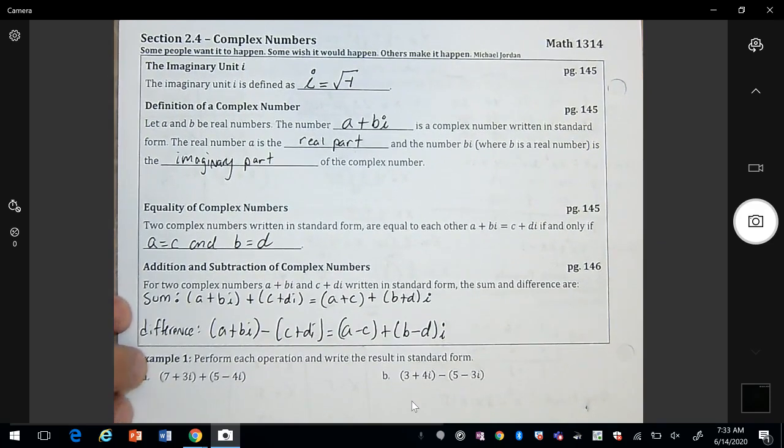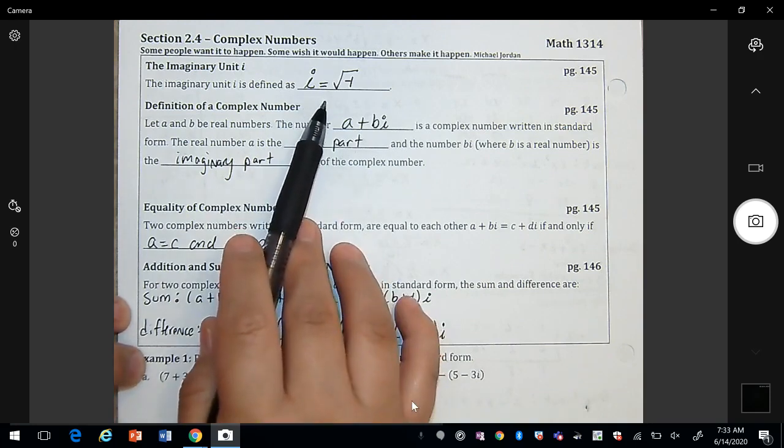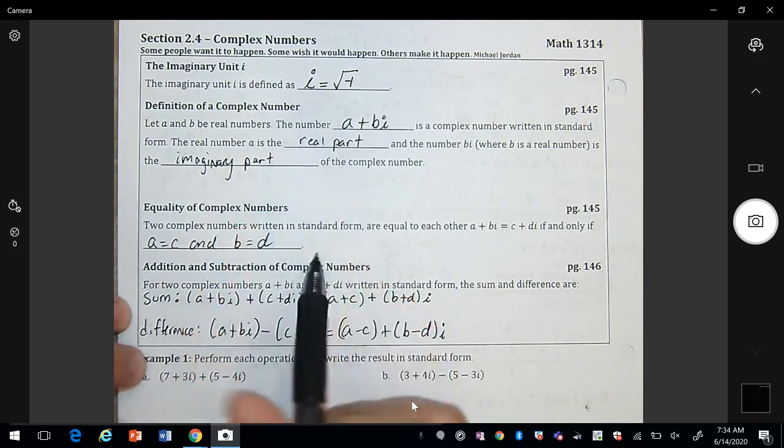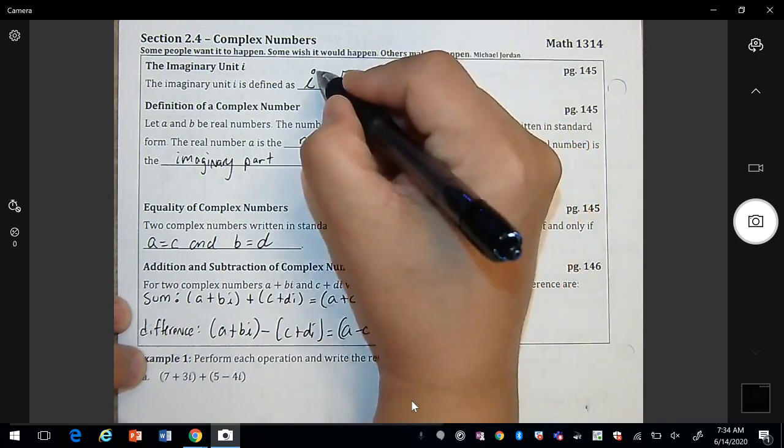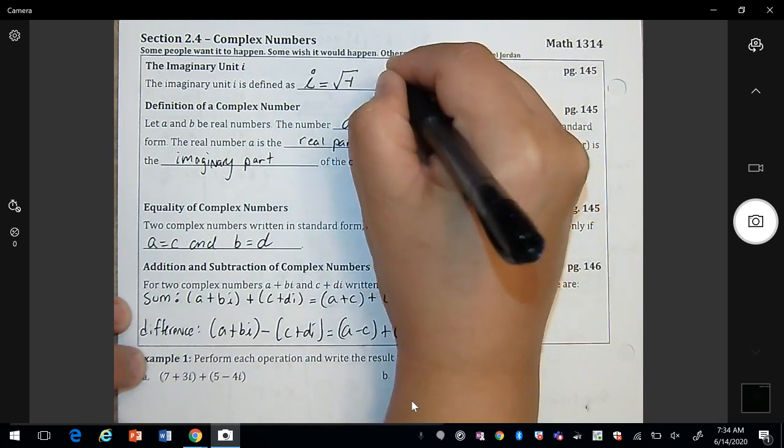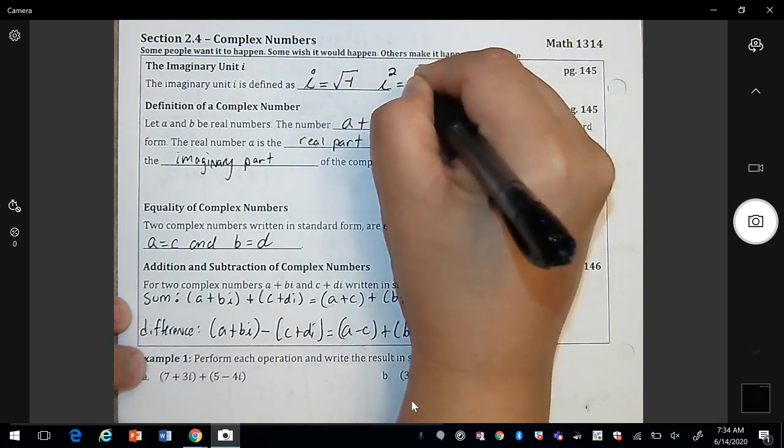The imaginary unit i is defined as i equals the square root of -1. Or we can look at this as if I square both sides, I would have i squared equals -1.